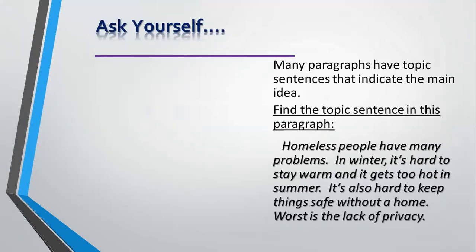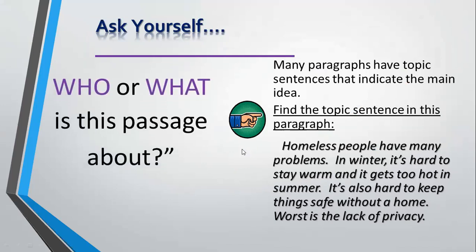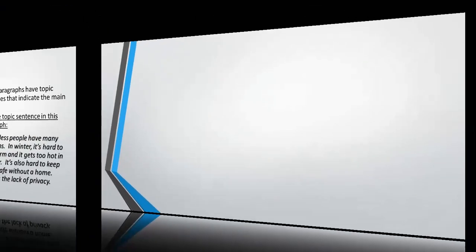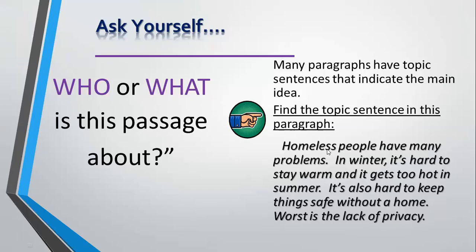Now, as a quick practice, read this paragraph here and try to find the topic sentence. 5, 4, 3, 2, 1. You found it? Great. To find the topic sentence, you have to ask yourself, the paragraph is talking about who? About what? If you find the answer, and most of the time it's going to be in the first line, it's the topic sentence. Here, this is the topic sentence.